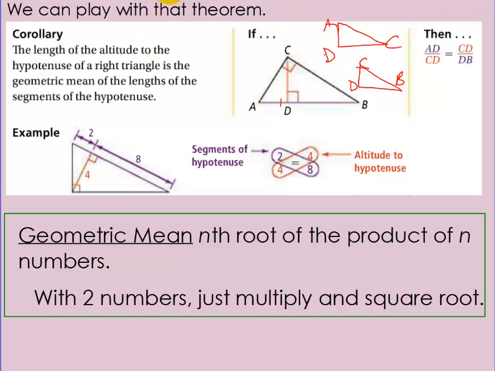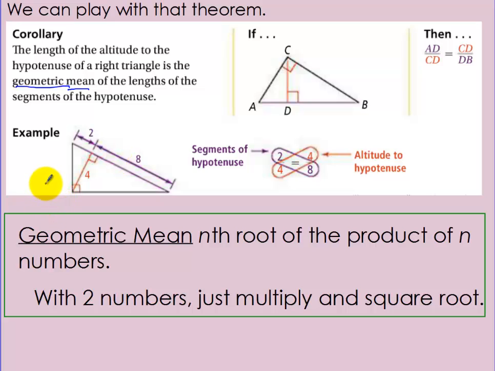The length of the altitude to the hypotenuse of a right triangle is the geometric mean of the lengths of the segments of the hypotenuse. That's a lot of big words there. So we're cutting it right here, and there are proportions here, but think of it this way. I like this example. If the altitude is length 4 right here, it's cutting this hypotenuse into two pieces. One's going to be a lot smaller, like half the size, and one's going to be double the size. And this 4 is actually called the geometric mean.